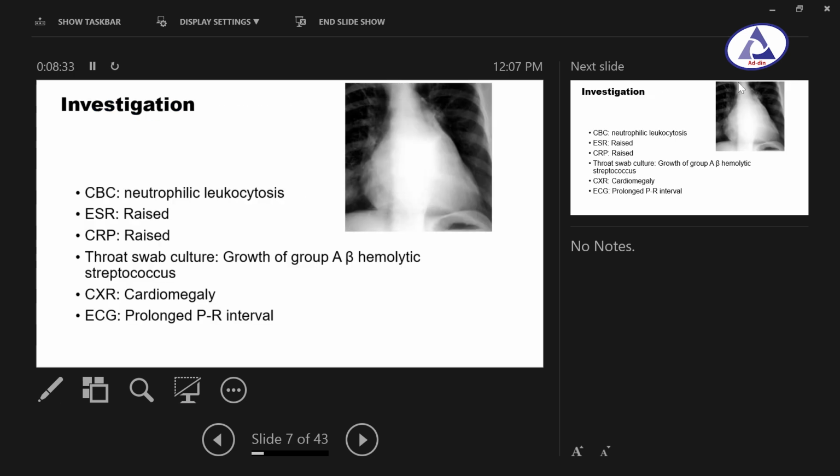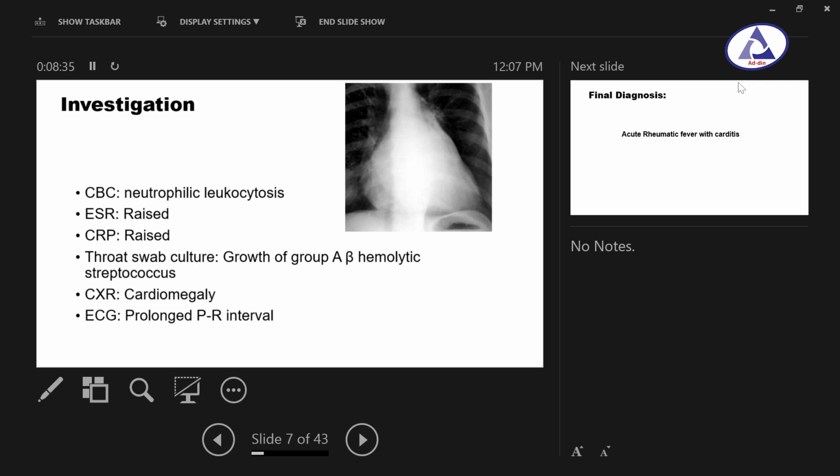And investigation showed CBC showed neutrophilic leukocytosis, ESR is raised, CRP raised, throat swab culture shows group A beta hemolytic streptococcus, chest X-ray showed cardiomegaly, and ECG showed the prolonged PR interval. So we have the final diagnosis. What will be the final diagnosis?